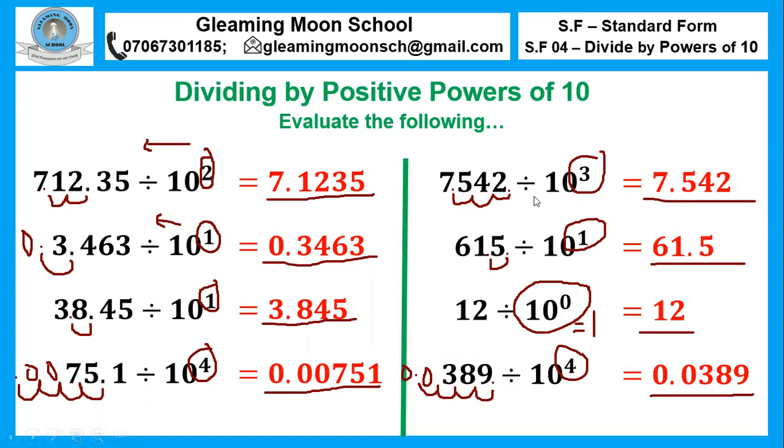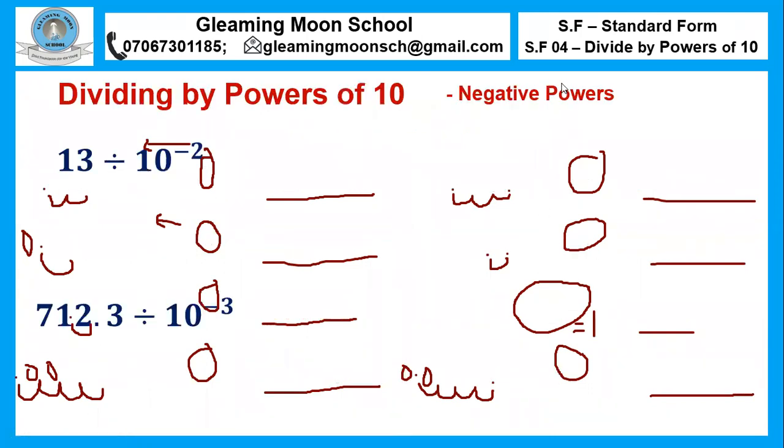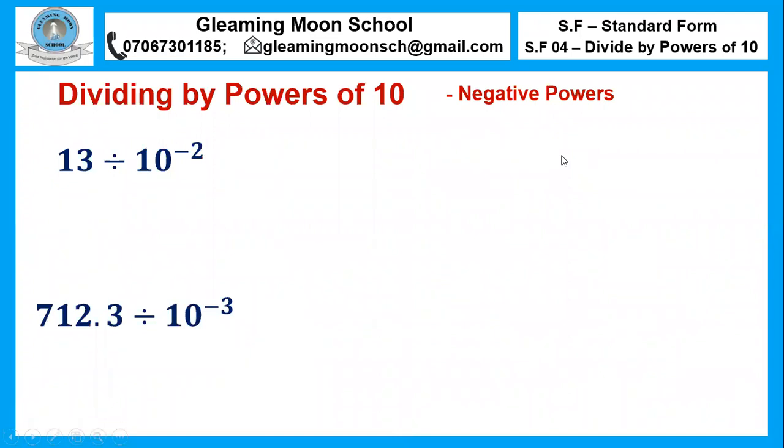Okay, so now let's look at dividing by powers of 10 when we have negative powers. Again, we are using the same examples, but the difference now is that their powers are negative. So when you have 13 divided by 10 raised to the power of -2, let's have a look at this. What does it mean to have 10 raised to the power of -2? What does that mean?